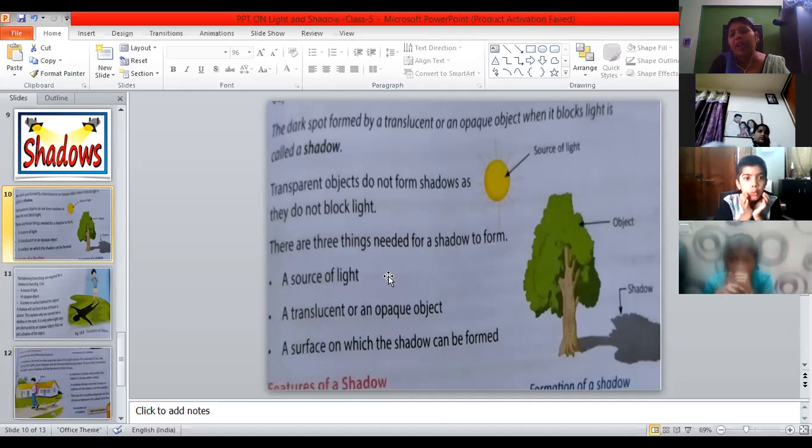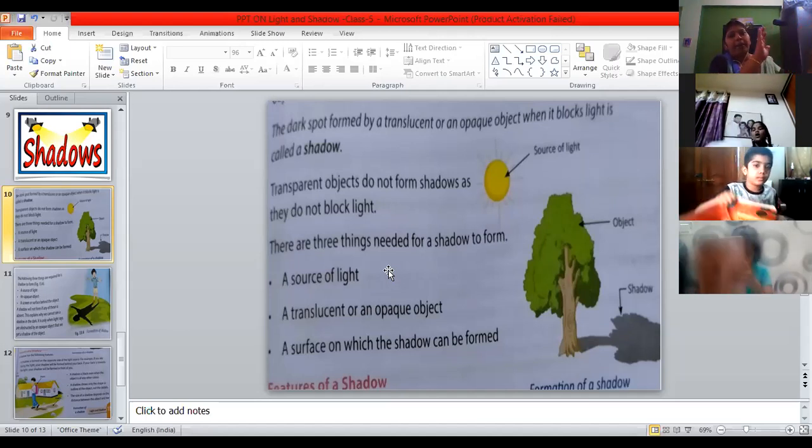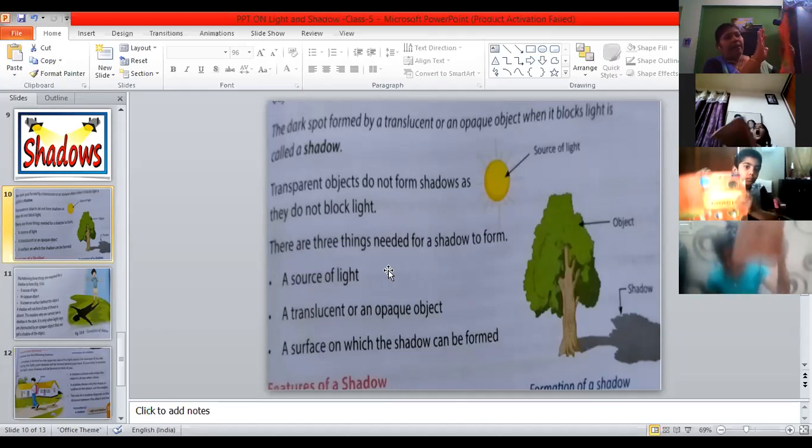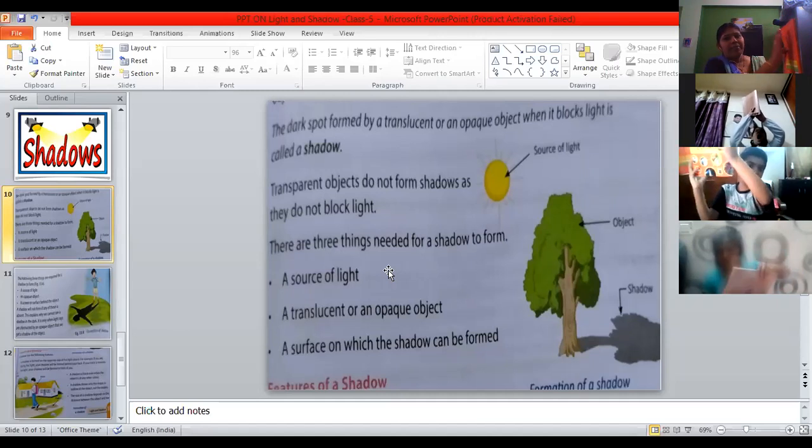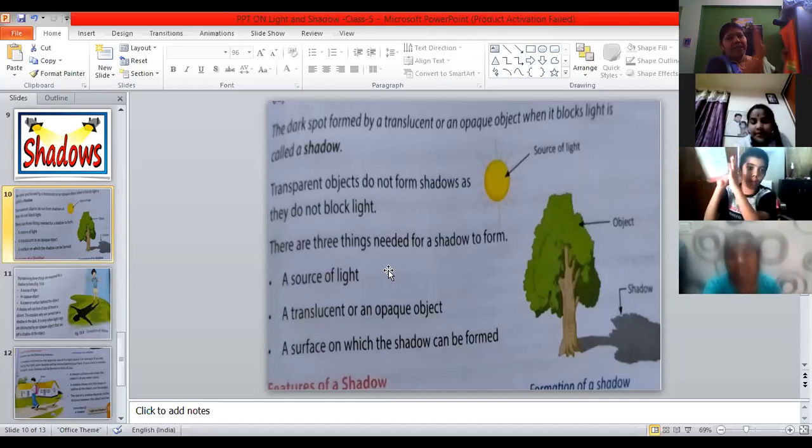How will you form a shadow, children? All of you take your books like this, and keep them near the light and keep your hand like this. Can you see the shadow of my hand on this? Yes, ma'am. Can you see, children?